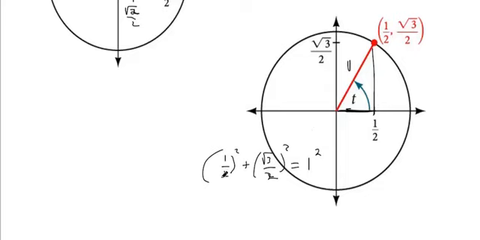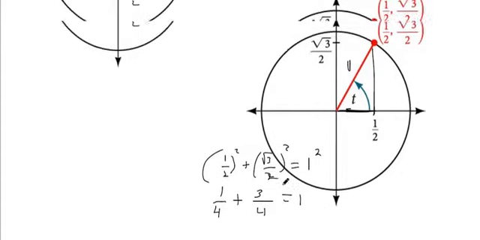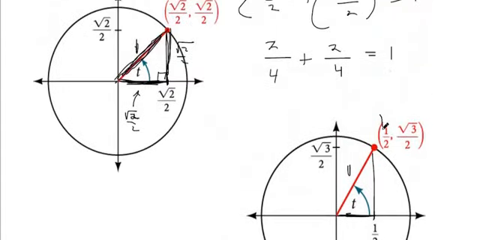But if you square this, 1 squared over 2 squared, that's 1/4. And then if you square the top, square root of 3 squared makes 3. And then square the bottom, 2 squared makes 4. That's a true statement. 1/4 plus 3/4 makes 1. So this is the unit circle. So that means this is cosine of t, and this is sine of t.